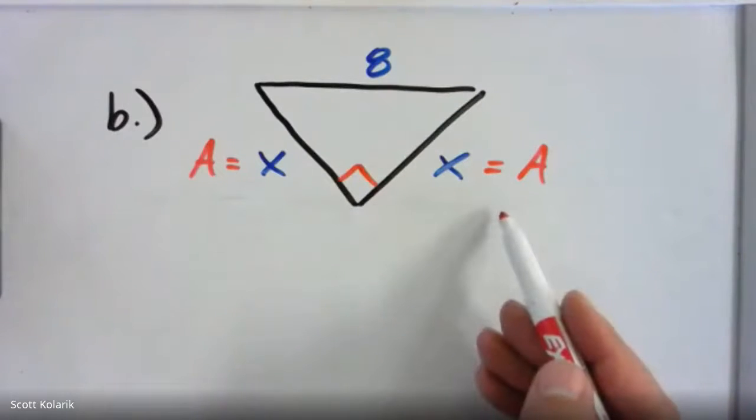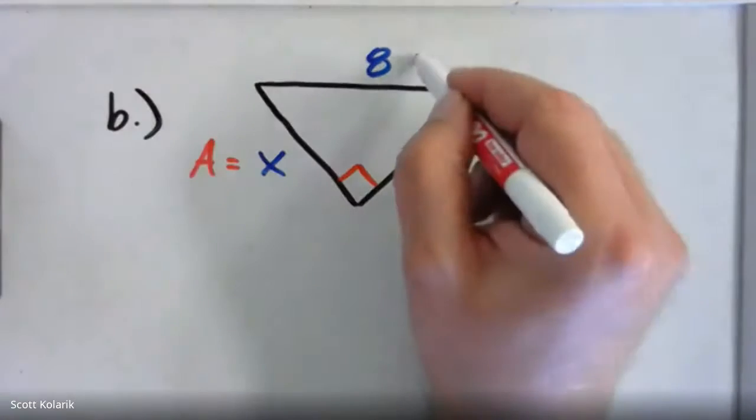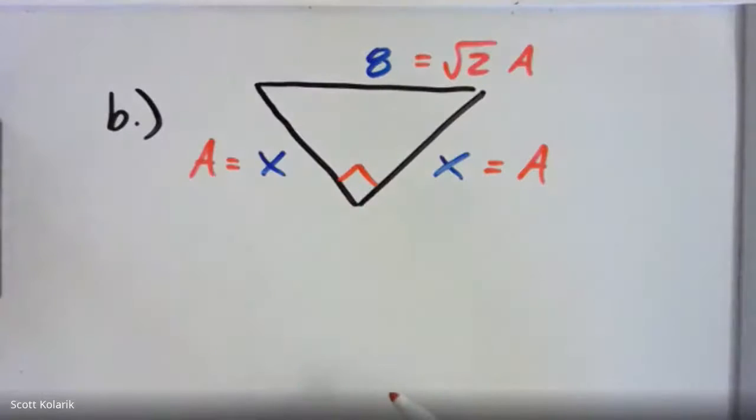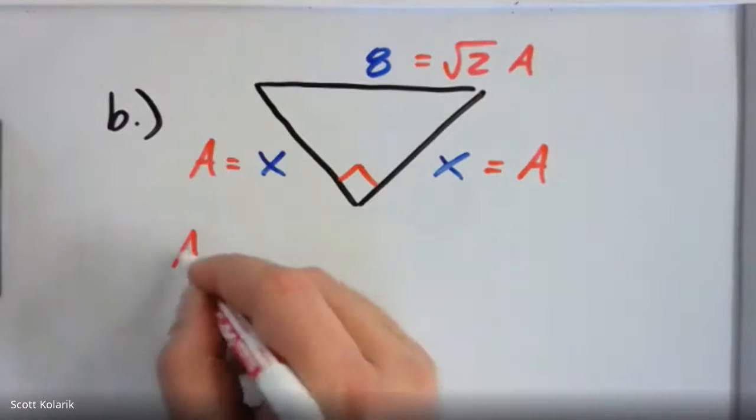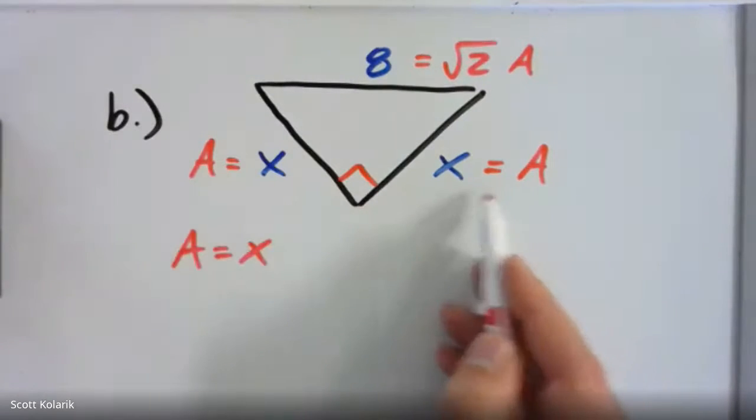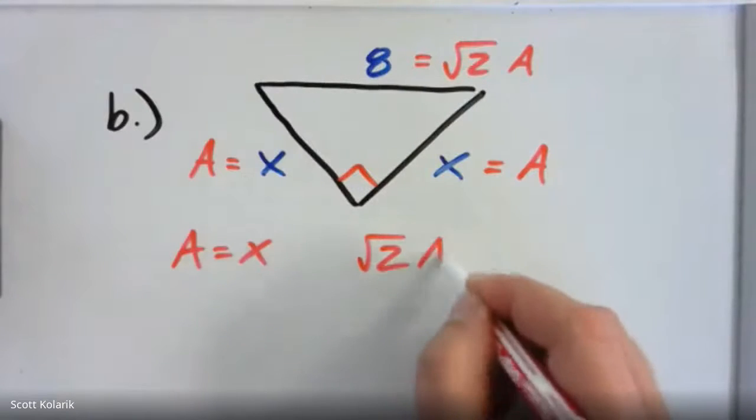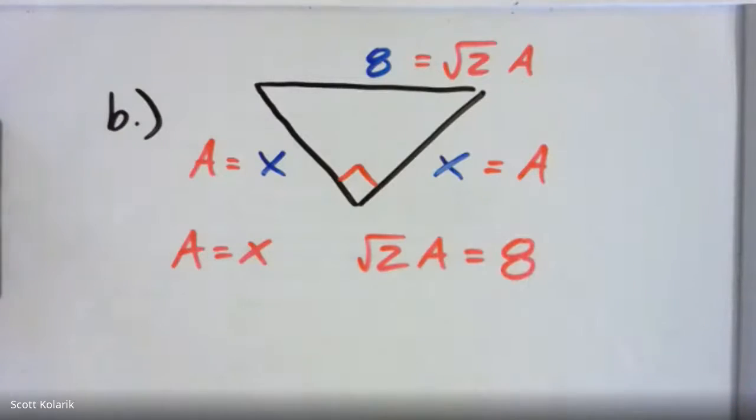They're going to end up being congruent as they are matched. And then the hypotenuse is still the square root of 2 times A. So again, I know two pieces of information. I know that A equals X. I don't need to write it again over here. It's the same thing. And then I know that the square root of 2 times A is equal to 8.